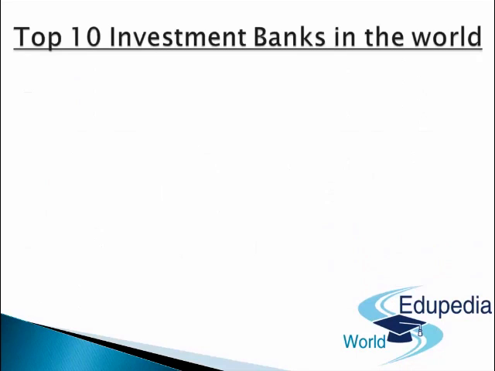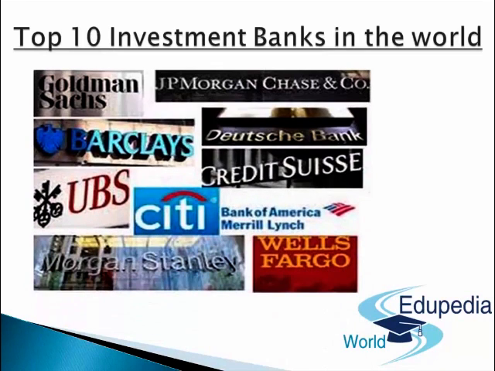So let's discuss the next thing, which is the top 10 investment banks in the world. I guess that will put you in a better mood. These are some of the famous and reputed names involved in the market. Goldman Sachs is one of them, JP Morgan Chase, Barclays, Deutsche Bank, Credit Suisse, UBS. UBS is United Bank of Switzerland.